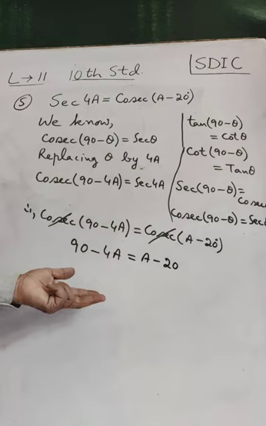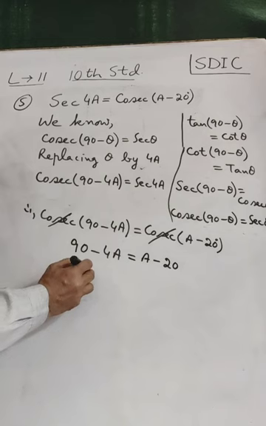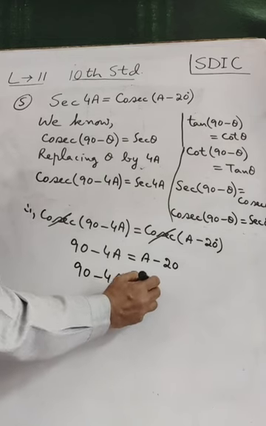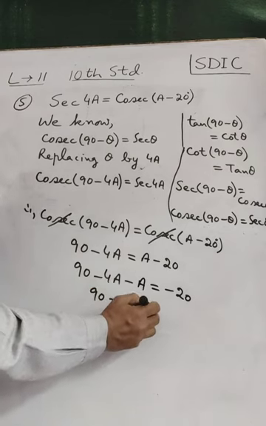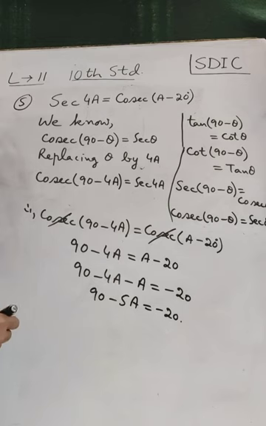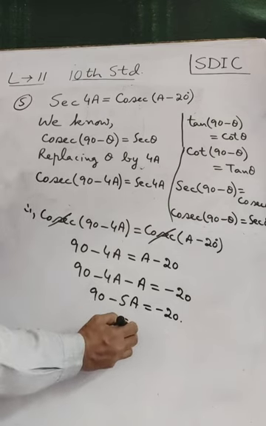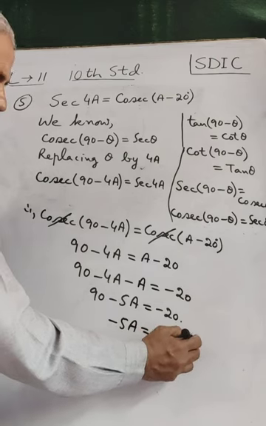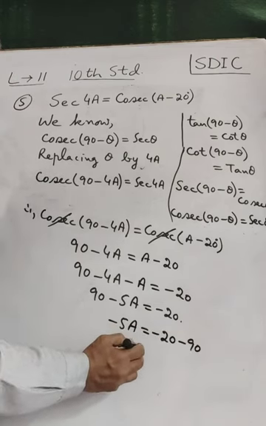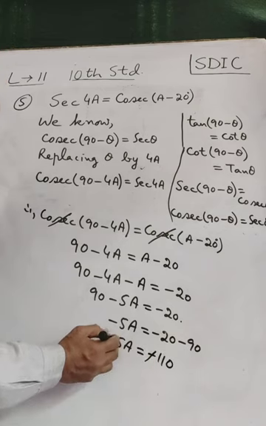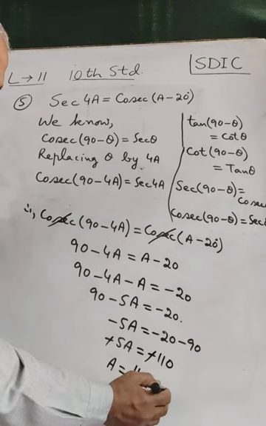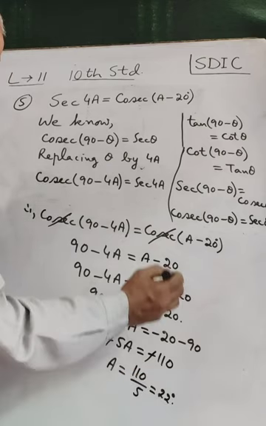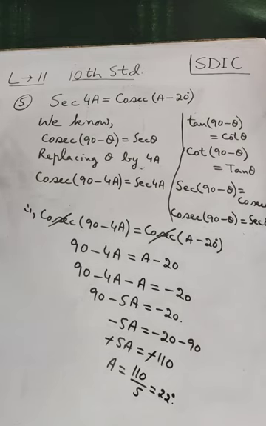Again a linear equation in one variable. Let us combine like terms to solve this for a. 90 minus 4a minus a will be equal to minus 20. 90 minus 5a will become minus 20. Like terms we combined, a and 4a. 90 will be transposed. Minus 5a is equal to minus 20 minus 90. Minus 5a will therefore become minus 110. Minus minus will cancel. A is therefore 110 by 5, which means 22 degrees. The value of A therefore is 22 degrees.